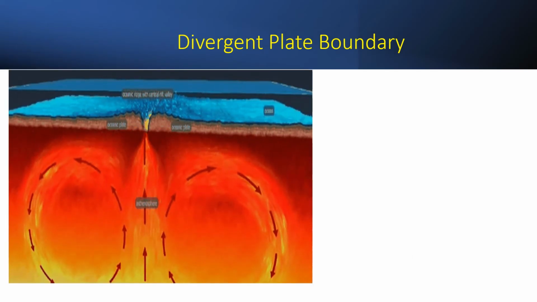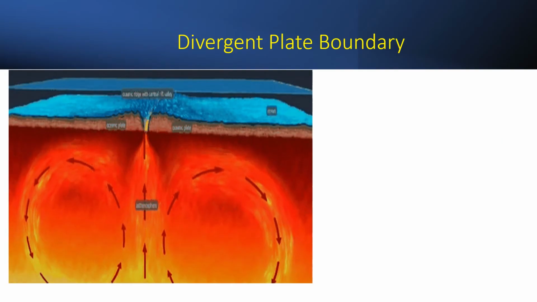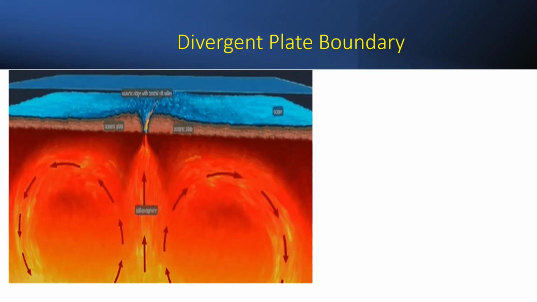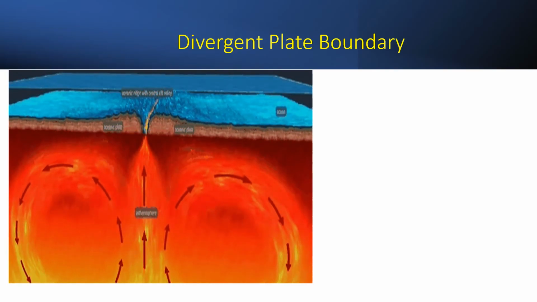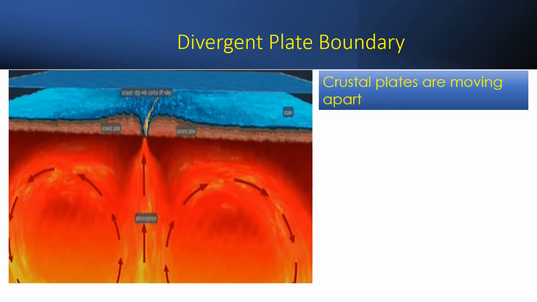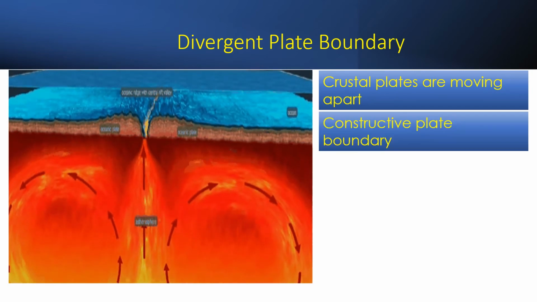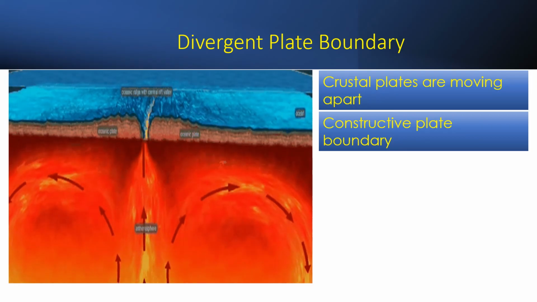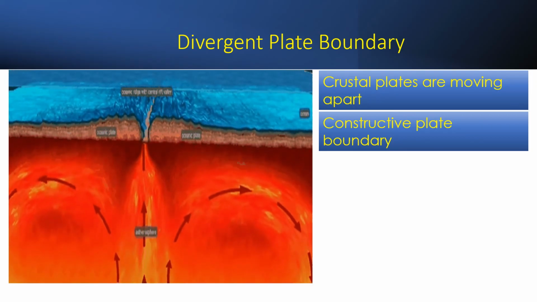Another type of plate boundary is the divergent plate boundary. How will we describe the divergent plate boundary? Yes, crustal plates are moving apart, and it is also called a constructive plate boundary. Why do you think so?